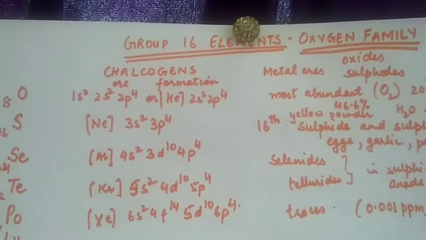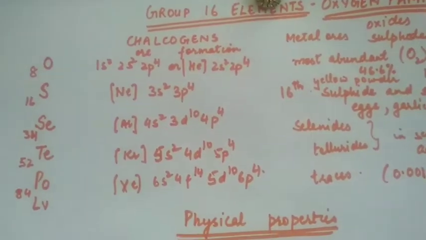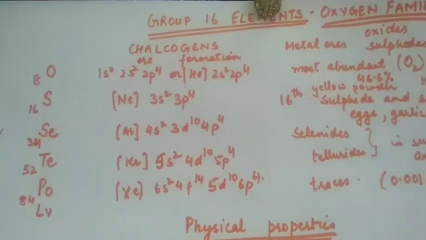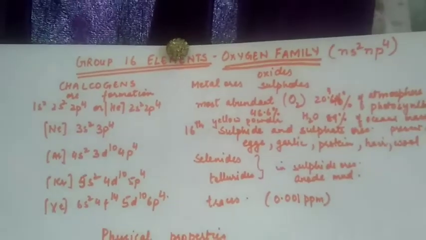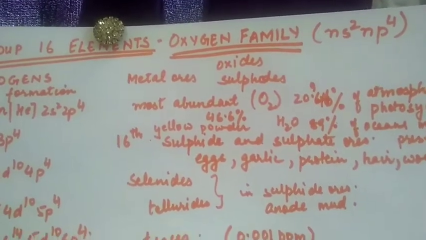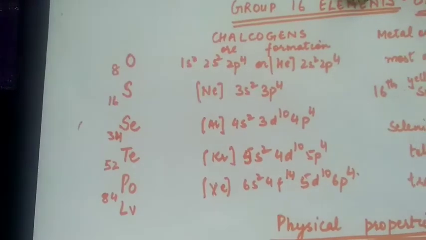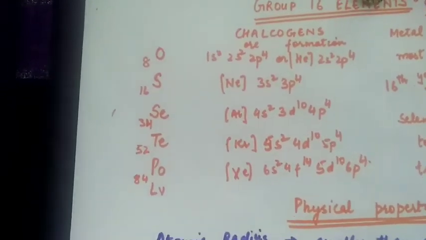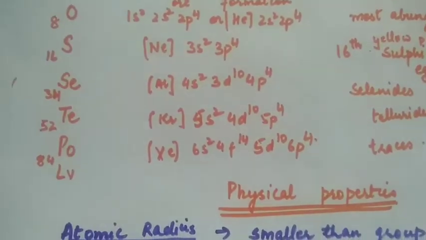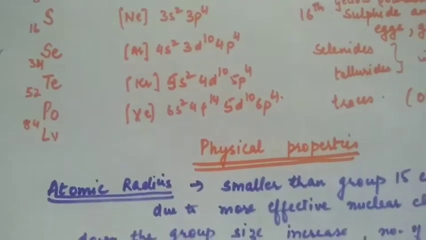The word chalco comes from ore, and gen means generation or formation. The elements of this group are generally found in the ores in the form of oxides and sulfides, so they are called chalcogens. The various members of Group 16 are oxygen, sulfur, selenium, tellurium, polonium and livermorium.